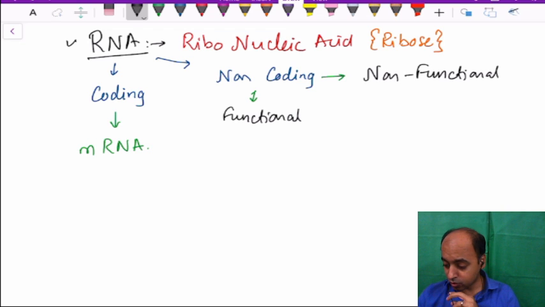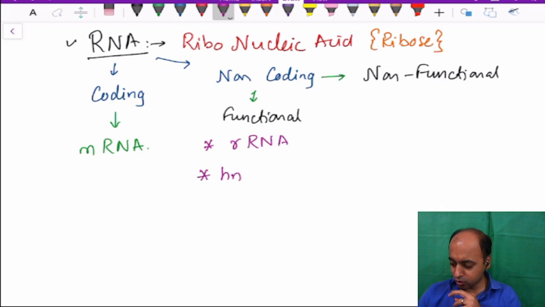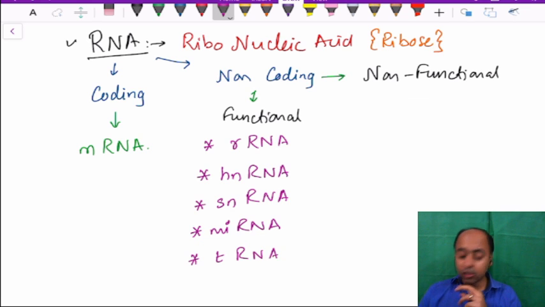Now talking about the functional non-coding RNA, we have the ribosomal RNA. We have the heterogeneous nuclear RNA. We have the small nuclear RNA. We have the microRNA. In the plants, we have the analog, which is the siRNA, silencing RNA. And then we have the transfer RNA. These are some of the non-coding but functional RNA. All other RNA would be non-functional. So when we say non-coding, generally we are talking about the non-functional, because the functional have their own names.